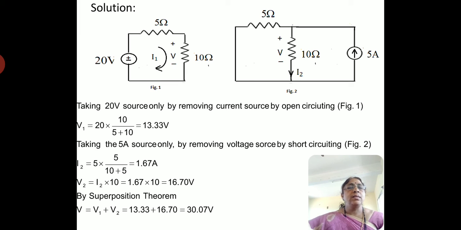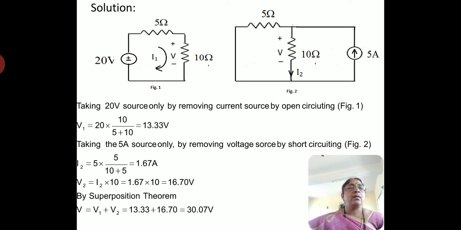Here, by the voltage dividing method, because the 5 ohm and 10 ohm are in series, we find the voltage across the 10 ohm resistance: the total voltage into the resistance of that, divided by the total series resistance. Therefore 20 into 10 divided by 5 plus 10 is equal to 13.33 volt.